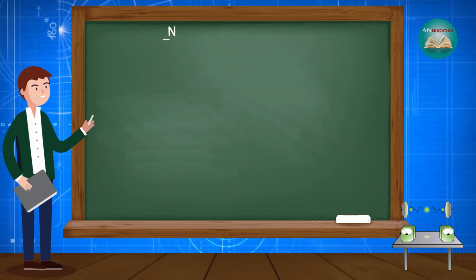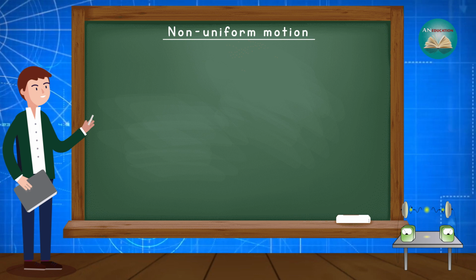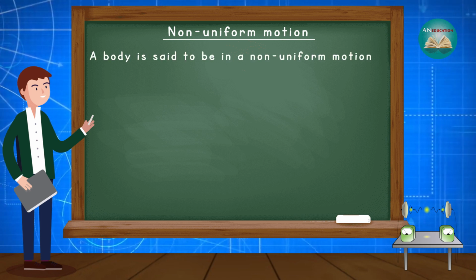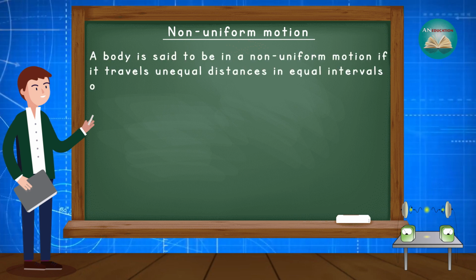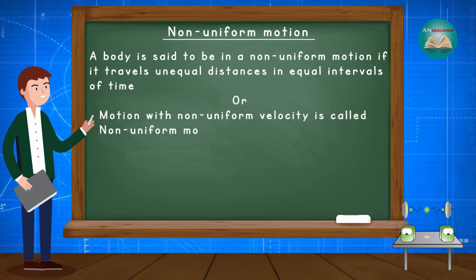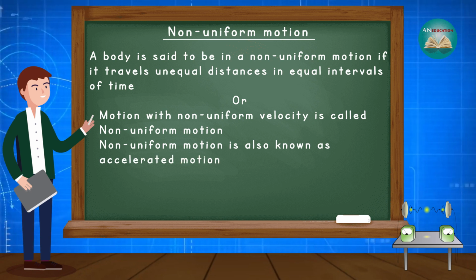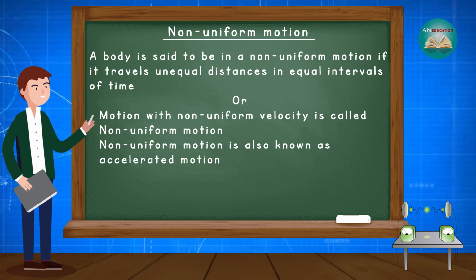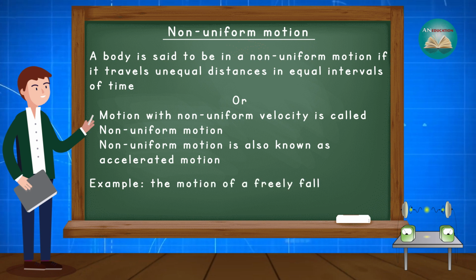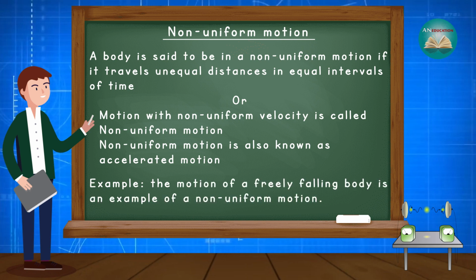After that, let's discuss the second type, non-uniform motion. What is non-uniform motion? A body is said to be in non-uniform motion if it travels unequal distances in equal intervals of time, or motion with non-uniform velocity is called non-uniform motion. Non-uniform motion is also known as accelerated motion. Example, the motion of a freely falling body is an example of non-uniform motion.